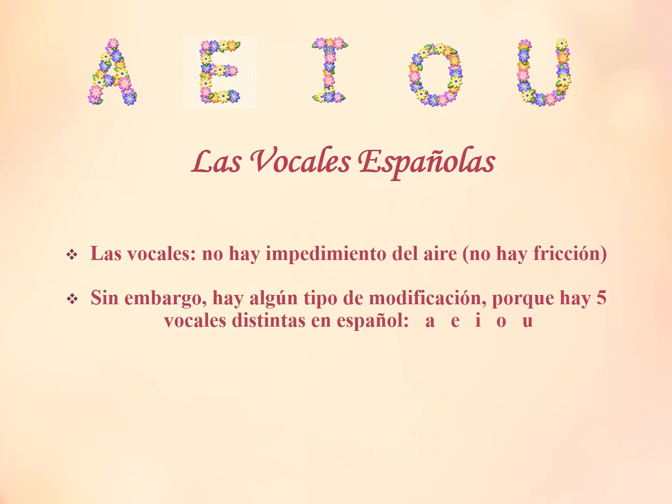Pero hay un tipo de modificación porque tenemos estas 5 vocales distintas en español, A, E, I, O, U. So there's got to be some kind of a modification going on in your mouth to have 5 different sounds. We're not going to get into the details of how that happens, for example, lip rounding, or how high up in the mouth your tongue is for each vowel. We're just going to say, modificamos las vocales con la boca y la lengua.